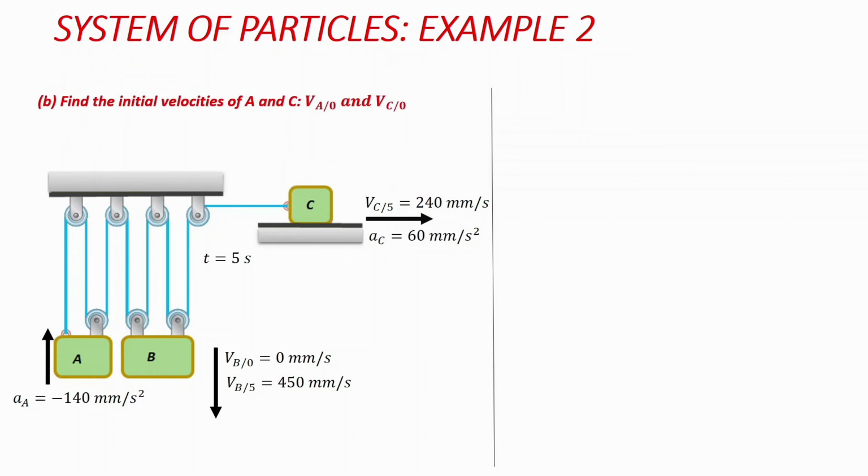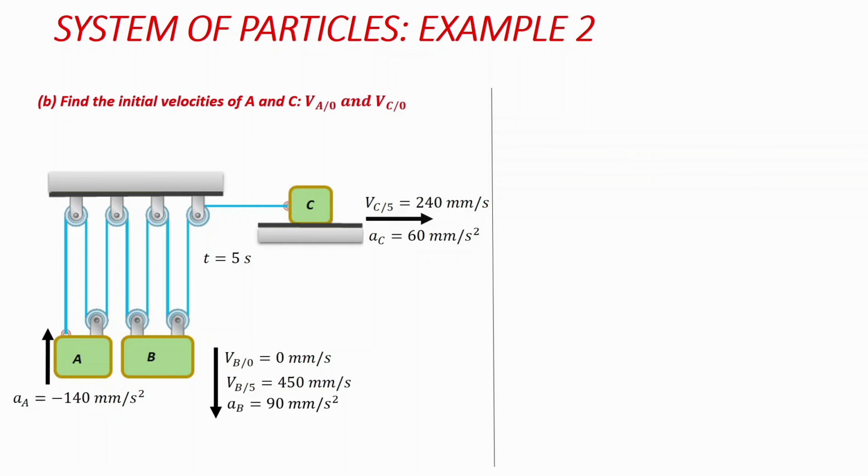So the next part of the question asks us to find the initial velocities of A and C. That's VA0 and VC0. To walk through this problem, we may need to first bring in some of the things we've estimated. We've estimated the acceleration of block A to be minus 140 millimeters per second squared, and that of block B to be 90 millimeters per second squared.